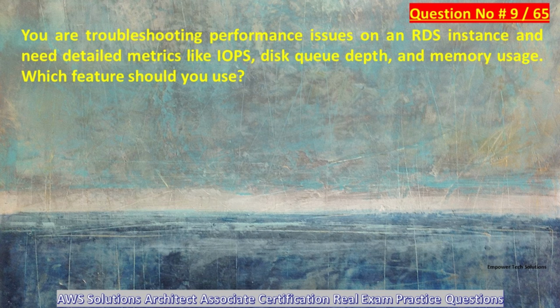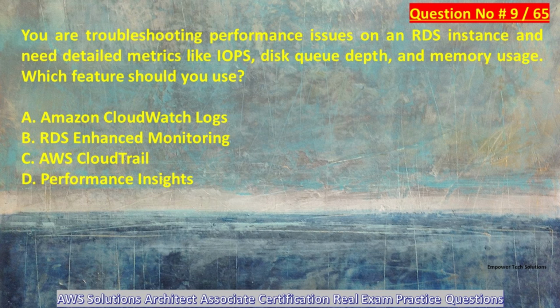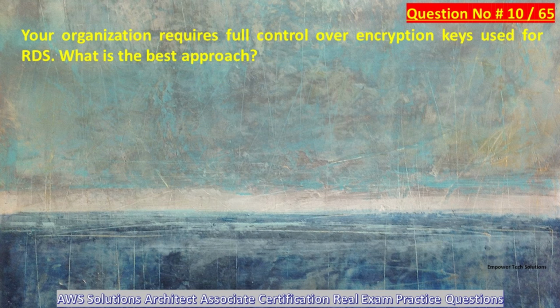You are troubleshooting performance issues on an RDS instance and need detailed metrics like IOPS, disk queue depth, and memory usage. Which feature should you use? A. Amazon CloudWatch Logs. B. RDS Enhanced Monitoring. C. AWS CloudTrail. D. Performance Insights.